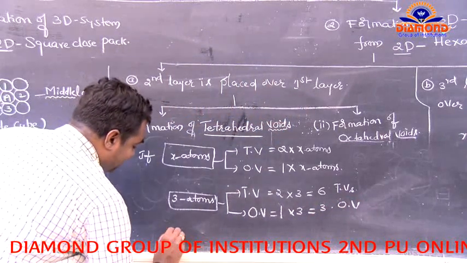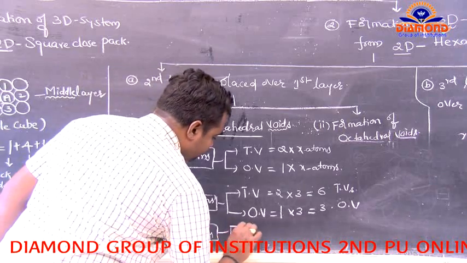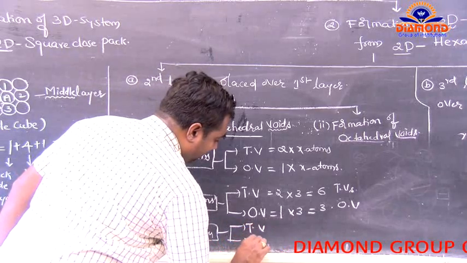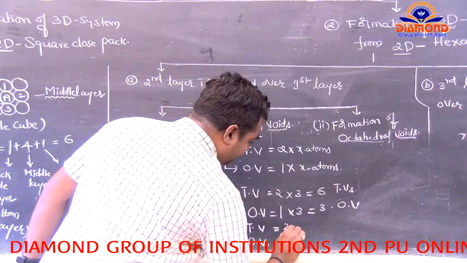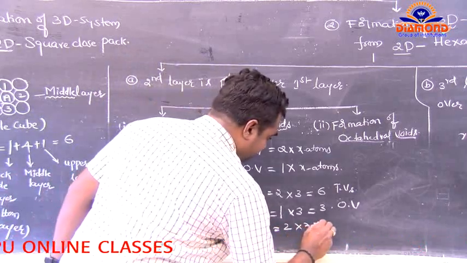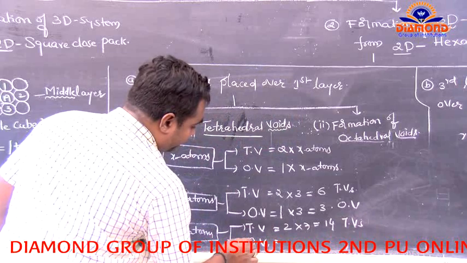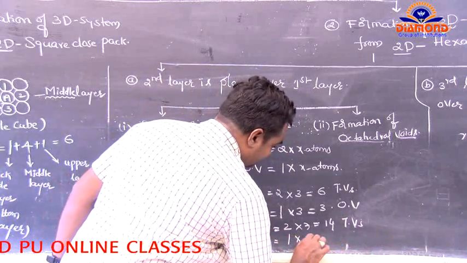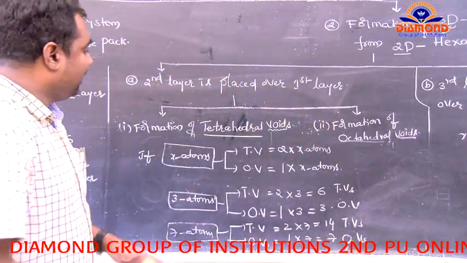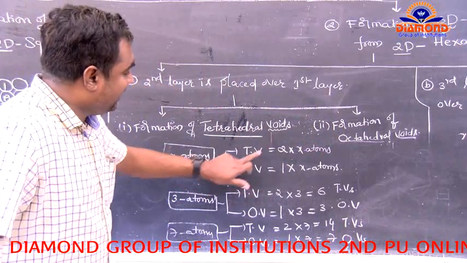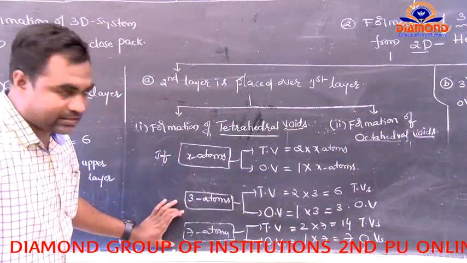Suppose we take 7 atoms. How many TVs are formed? How many OVs are formed? Here the tetrahedral voids are 2 into 7, which is equal to 14 TVs. And how many octahedral voids are formed? We get 1 into 7, that is equal to 7 OVs. So this is the number of TVs, tetrahedral voids, and number of OVs, octahedral voids, formed for different numbers of atoms.